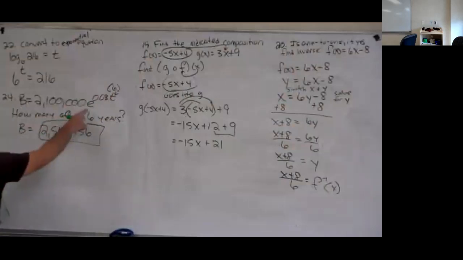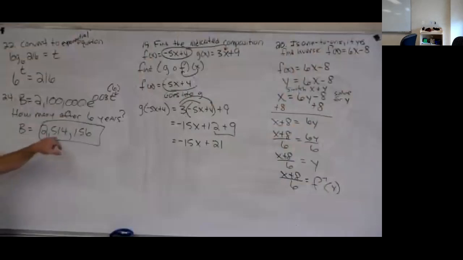And I would use the E here. I would use the E that would be the second LN on the left side, because it already gives you the exponent. So that one I'll punch it in: 2,100,000. Use this little E right here with the exponent, so the second LN, and then it'd be 0.03 times 6. And punch it in, there you go.